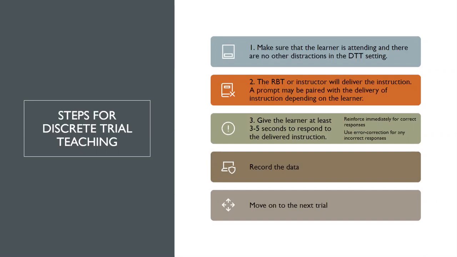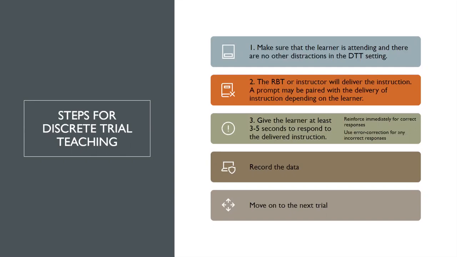What are other steps for DTT? First, you want to make sure that the learner is attending and there are no other distractions in the DTT setting. Second, the RBT or instructor will deliver the instruction. A prompt may be paired with the delivery of the instruction depending on the learner. Give the learner at least 3 to 5 seconds to respond, or any appropriate amount of time depending on your learner, to the given instruction.